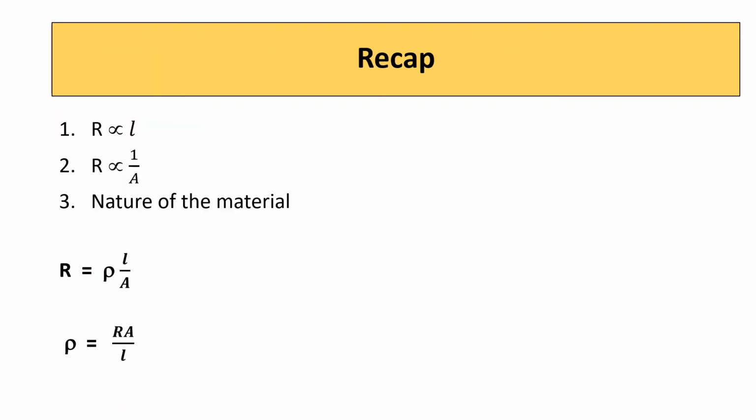In this session, we learned about the various factors affecting the resistance. Resistance is directly proportional to the length, inversely proportional to the area of cross section. It also depends on the nature of the material. R is equal to rho L by A, where rho is called resistivity. Resistivity rho is equal to RA by L.